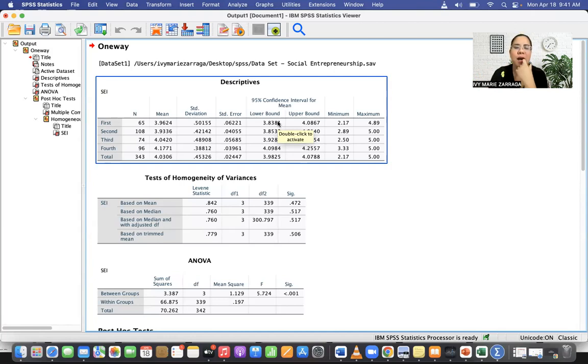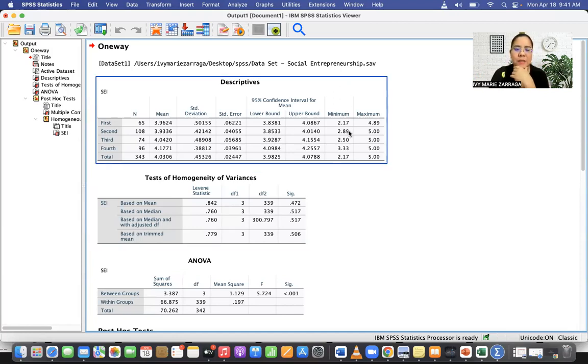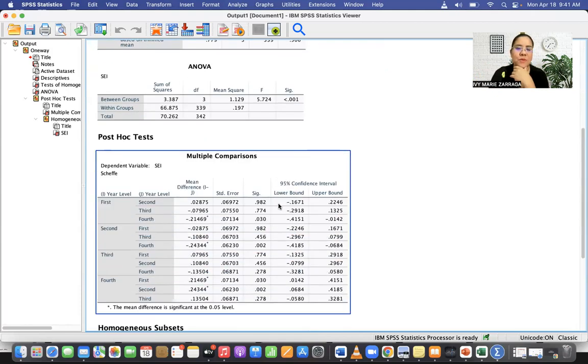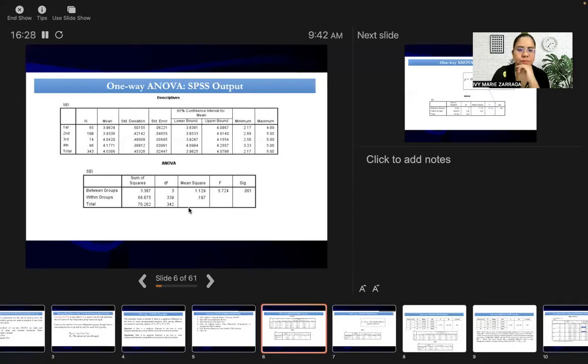So aside from teaching or showing you how to perform the ANOVA, tuturuan ko rin kayo on how to present the results and make an interpretation of the findings na nakuha natin from SPSS. So, ang gagamitan natin ay descriptives, yung table for the descriptives, ANOVA, and of course, the post hoc tests. Okay, so we have here the results of our SPSS output. So we have the descriptive and then the ANOVA.